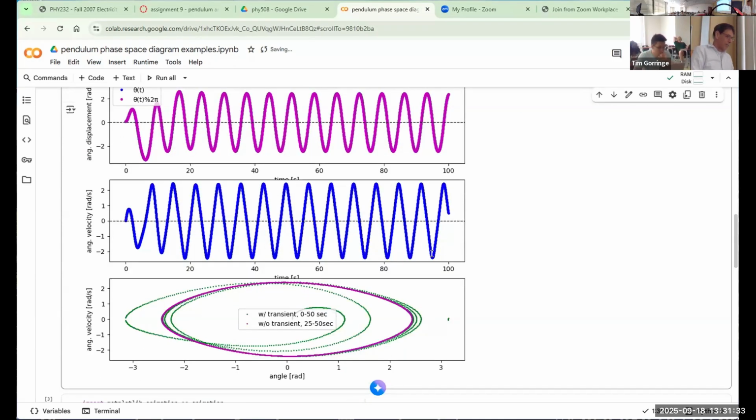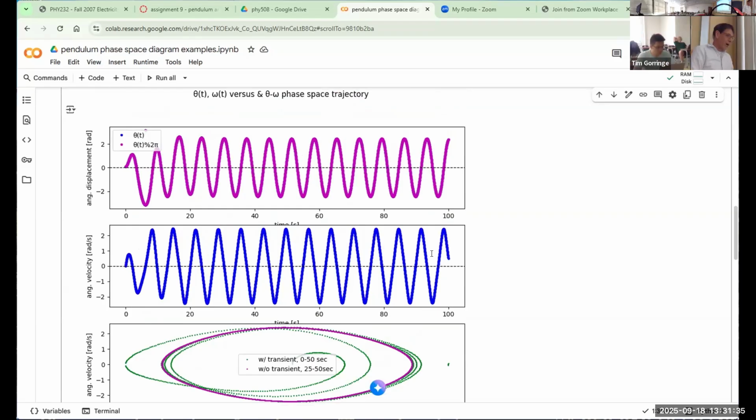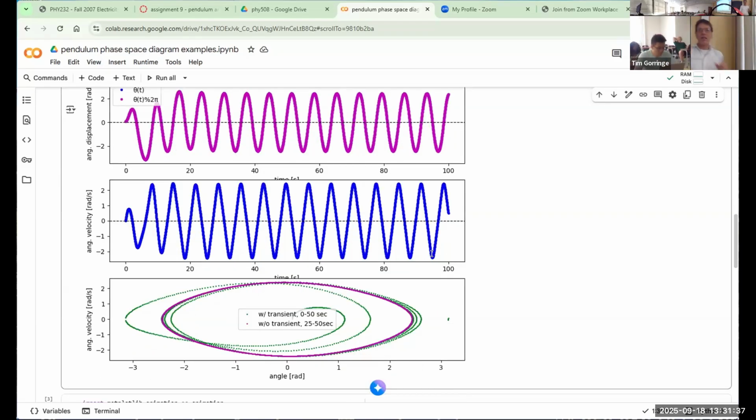Going to 0.9, we changed the driving force frequency. We've lowered it by about 10%. But we have the same sort of plot, right? We still have the transient period. We still have the steady state period. We still have large oscillations, but the oscillations aren't large enough to loop the loop.